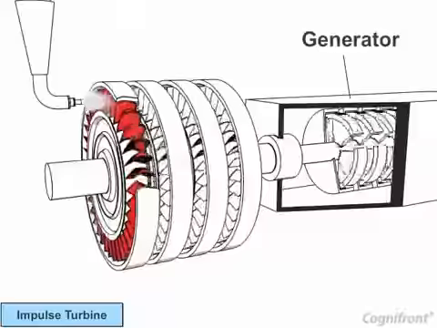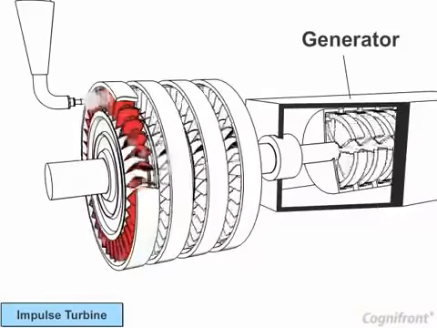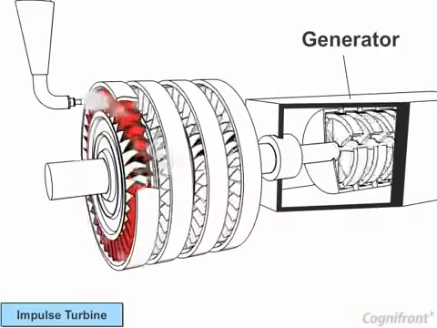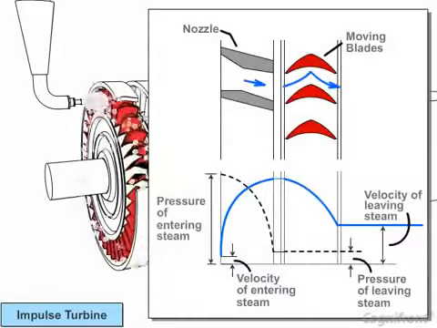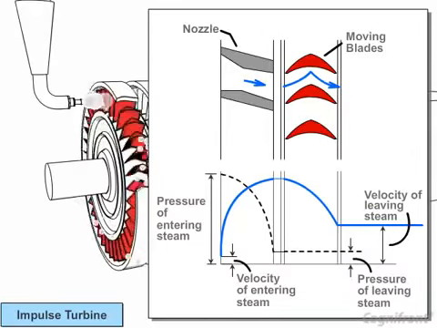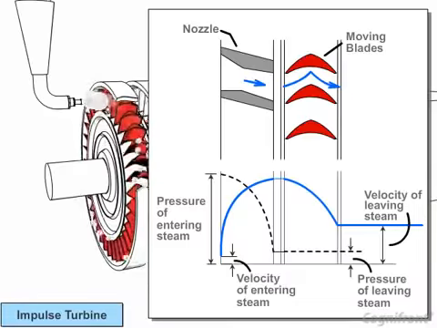This shaft is also connected with the generator. Therefore, the generator rotates and electricity is produced. Let us study the working of this turbine in detail. The diagram shows the principle behind the working of an impulse turbine.